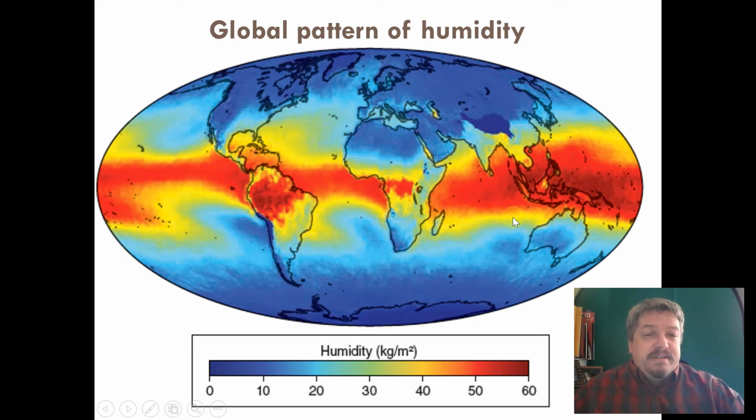There are two exceptions here. Here's the Amazon rainforest. Here's the African rainforest. And remember we mentioned before that plants give off humidity when they breathe. So here you see evidence of that. This all ties together to give the patterns that we see.